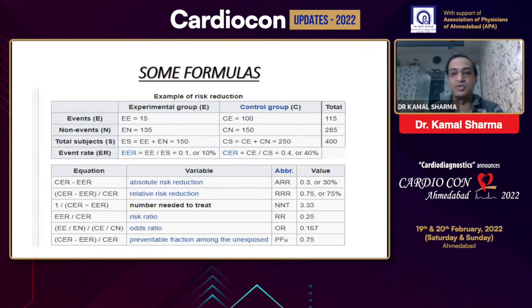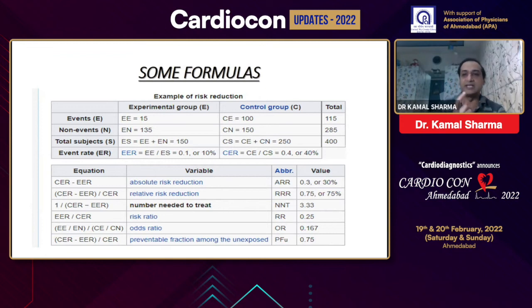In every person, the risk reduces by 30%. It will become 1, or 100%, when the number of patients needed to be treated is 1 upon absolute risk reduction, which is 1 upon 30%, multiplied by 100, and you will get 3.33. So you need to treat 3.33 patients to prevent one event.